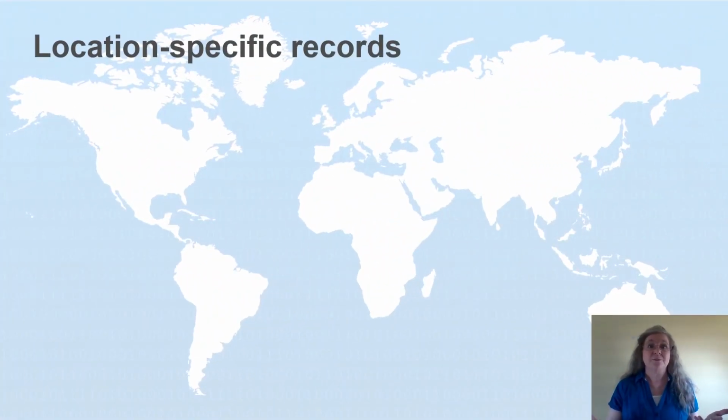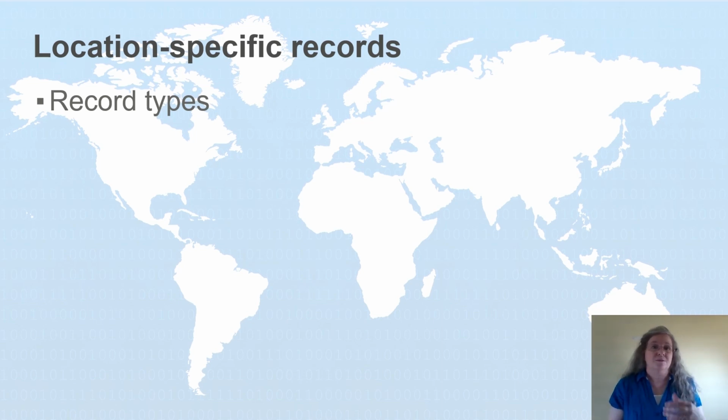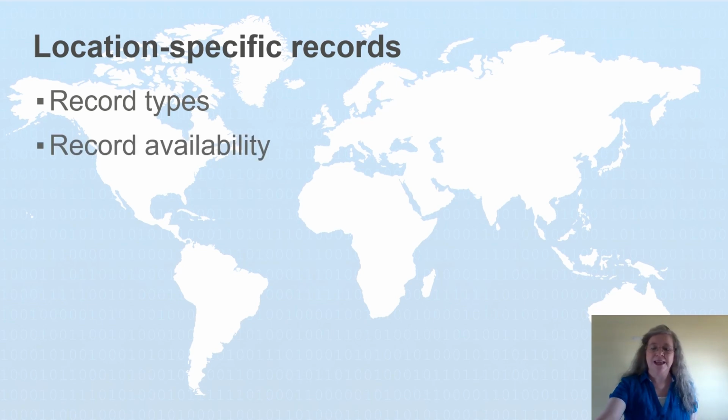Let's find information about the records that are available in the country we're interested in. What types of records are there? What kinds of information can we find out about those different record types? And are they available? When were the records kept? Are they available online, or are they in a repository?